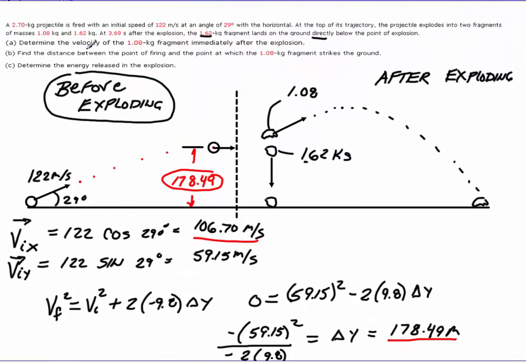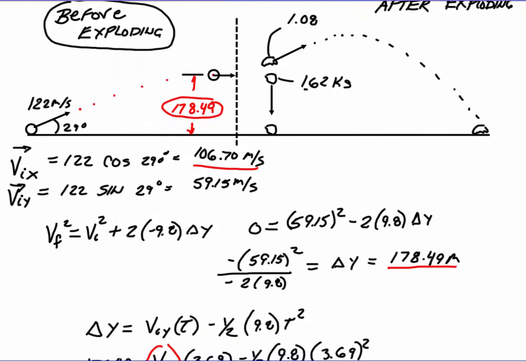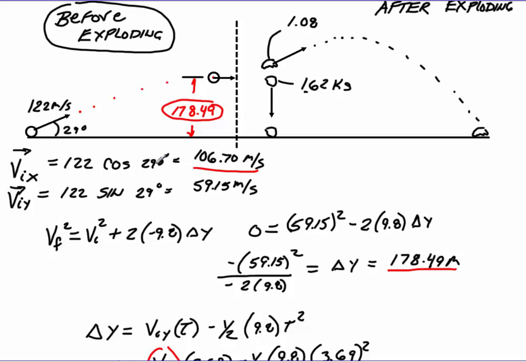Part B says find the distance between the point of firing and the point at which the 1.08 fragment strikes the ground. So what we probably ought to do here is determine how far I traveled right when the explosion occurred. We can do that because we know what the initial velocity was, so we need to find how much time it took to get to the top. Let's go back to our kinematic equations.